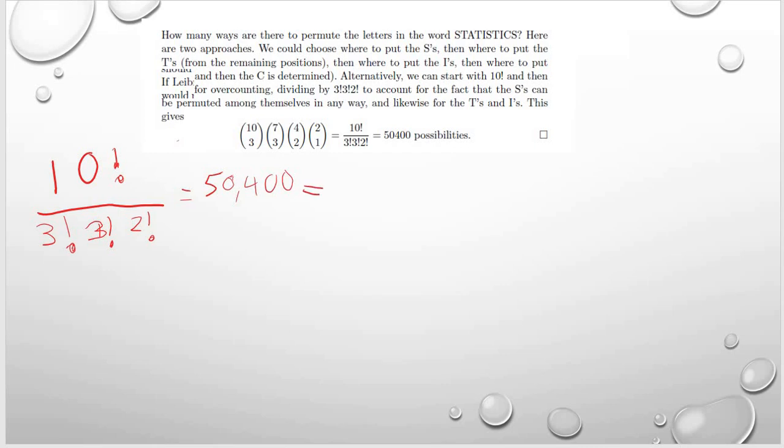But there's something else that we can do, and it's similar to a way that we worked the previous problem. We can try to work this into places to put the S's, and then places to put the T's, and so on. So for our S placement, we would have 10 factorial over 7 factorial. That's how many ways we could place the S's. And then we notice we've overcounted because these S's are all alike. So we get 10 factorial over 3 factorial.